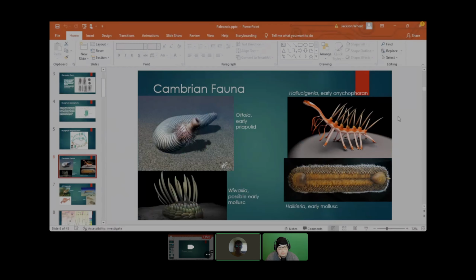Same with Wawaxia and with Halkieria. Actually, yeah, same with Wawaxia. No, I think Halkieria is a crown mollusk, but Wawaxia is a stem mollusk. Okay. Branched off before the last common ancestor of all extant mollusks.